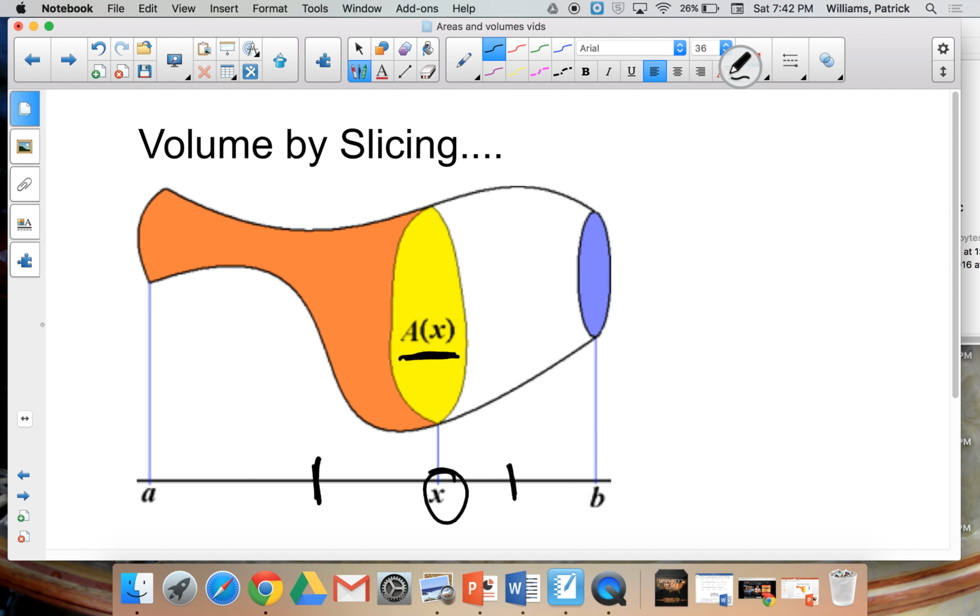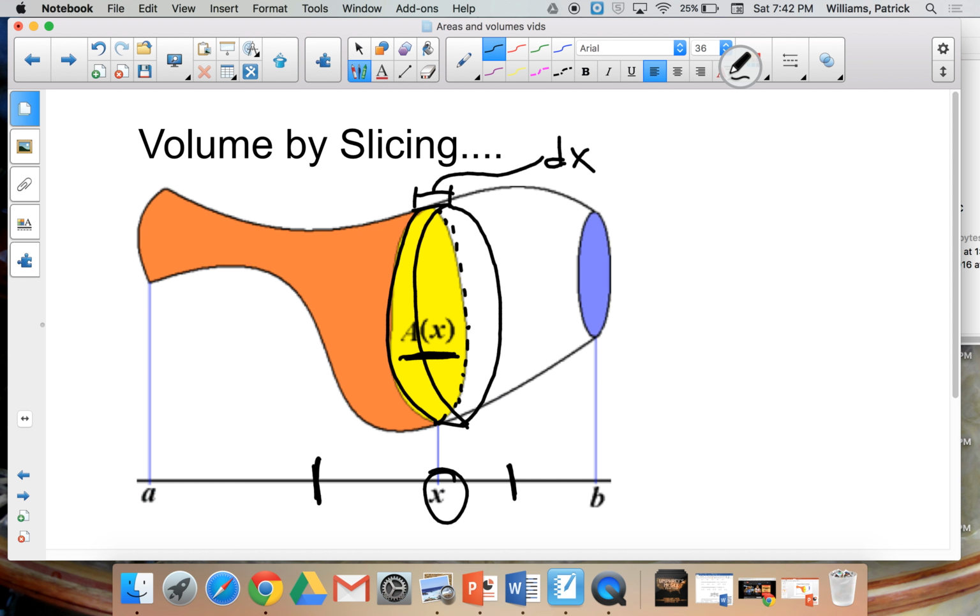So if we take a slice of this shape right here, that would look something like this. Okay, do you guys see that right there? And actually, we'll draw a dotted line right there. Do you see the slice that's shown up right there? So if we have this function for the cross-sectional area, and we know the thickness of our slice, which we'll call dx, we could figure out the entire volume of this shape by summing up the areas multiplied by that little thickness all the way from x equals a to x equals b.